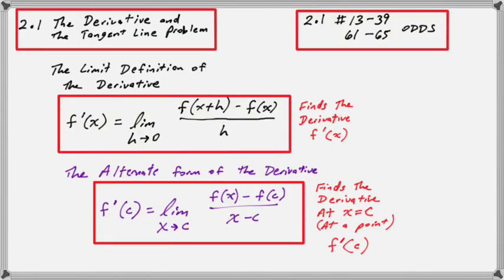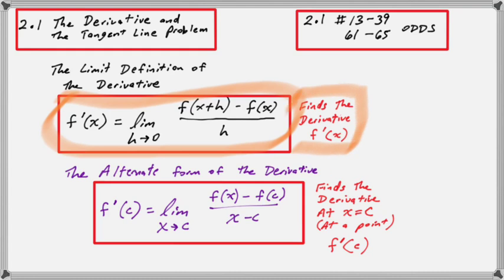We're moving to 2.1. It's the derivative and the tangent line question. The limit definition of the derivative is f prime of x equals the limit as h approaches 0 of f of x plus h minus f of x, the whole thing divided by h. And that'll give me the derivative generically, f prime of x.